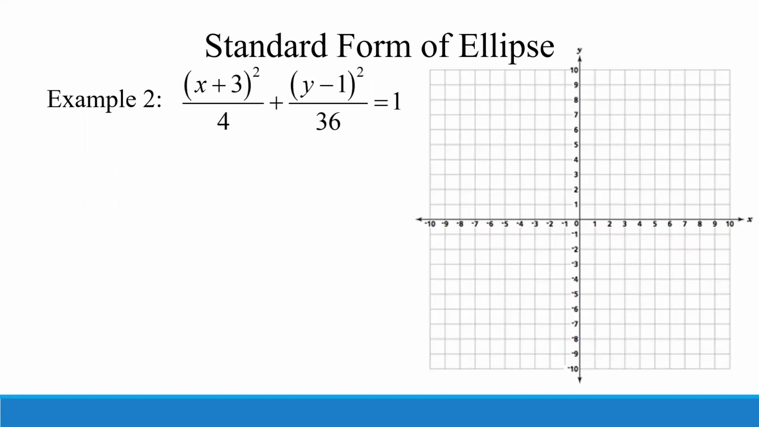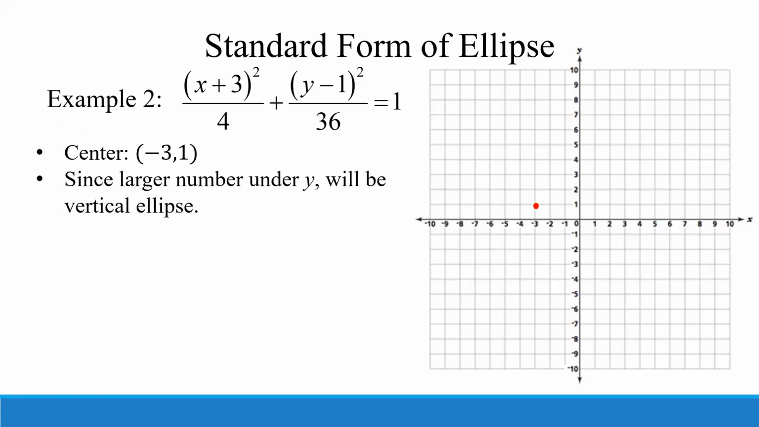So here's my second example. And again, if you need to, pause the video real quick just to write that equation down so you can practice it as you go along here. First thing you want to do is get the center. So we have the center again. Don't forget to change the sign. So it's going to be -3, 1. So I'll put that point over there. And then we notice that the bigger number is underneath the Y, so we know it's going to be a vertical ellipse. It's going to be kind of longer on that vertical axis.